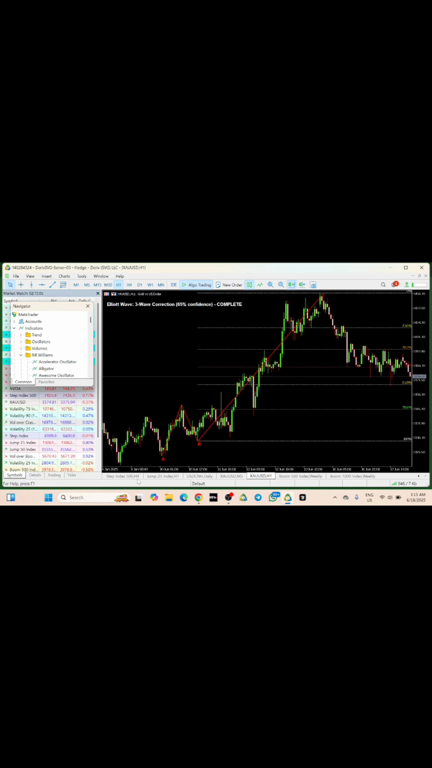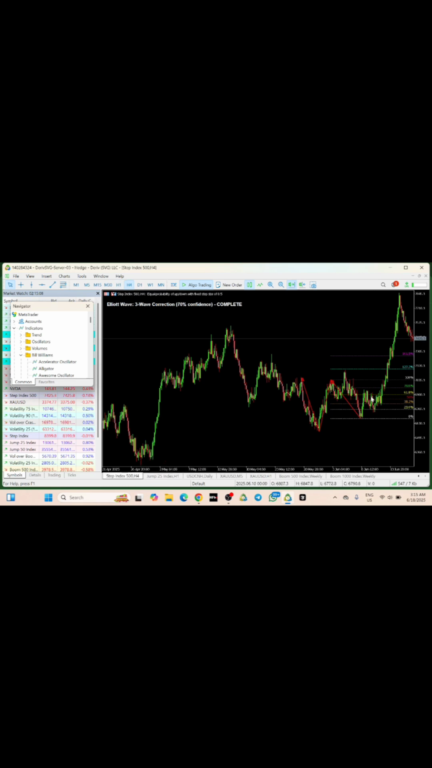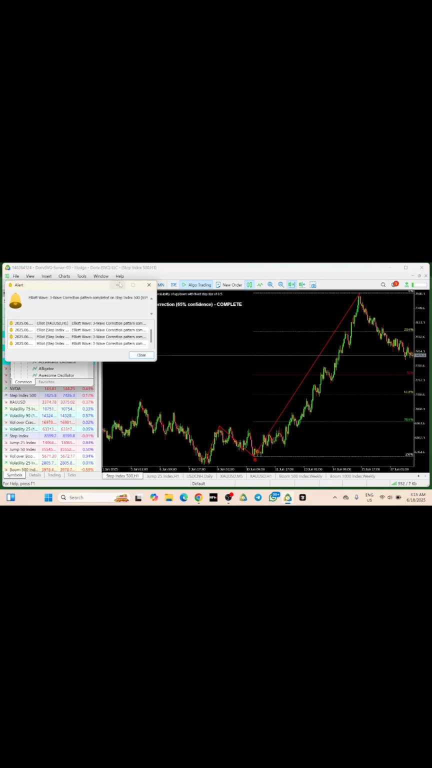Now you can put the same thing on any other asset class, which is, you can see now, Step Index 500. So let's actually take the time frame and reduce it to 1 hour.